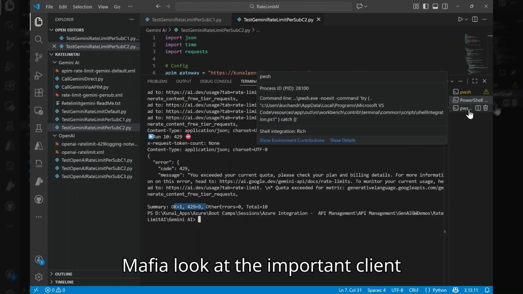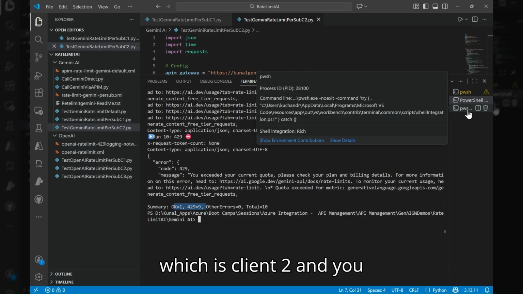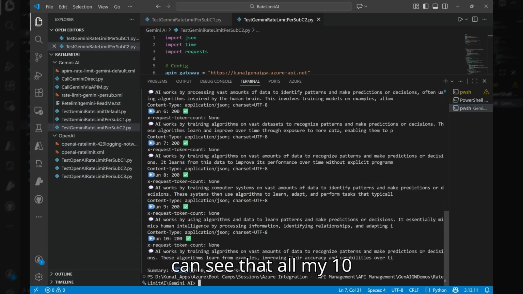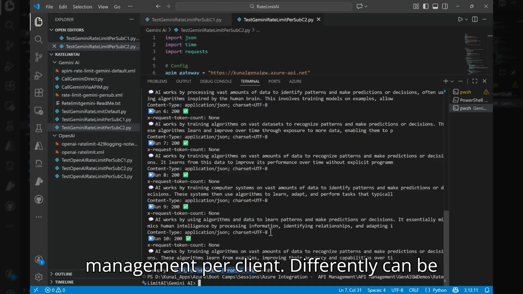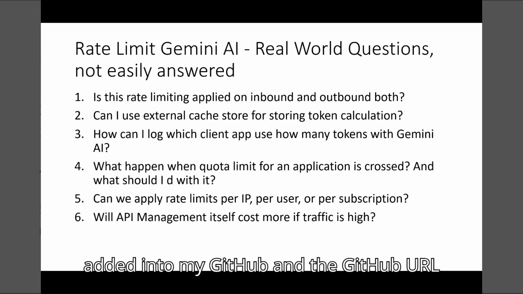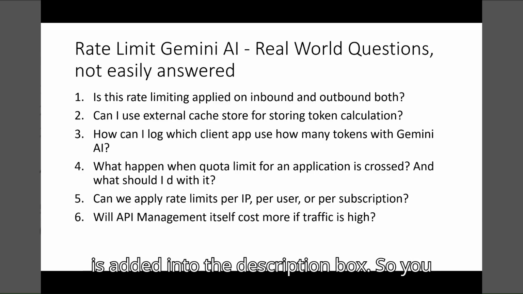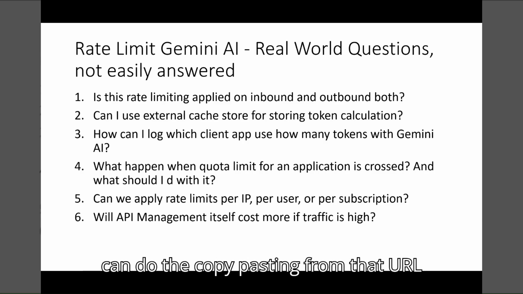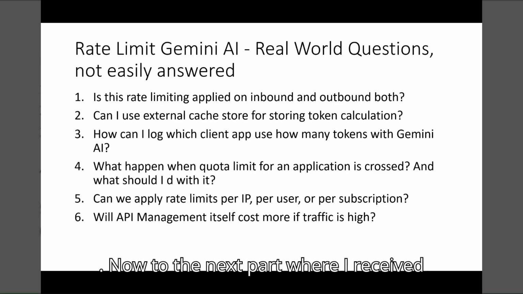Now, if you look at the important client, which is client two, you can see that all my 10 calls went perfectly fine, and there was no quota error. So this demonstrates exactly how rate limiting for Gemini works using API management per client. All the code base of the policy and client testing is added into my GitHub, and the GitHub URL is added into the description box, so you can copy paste from that URL.